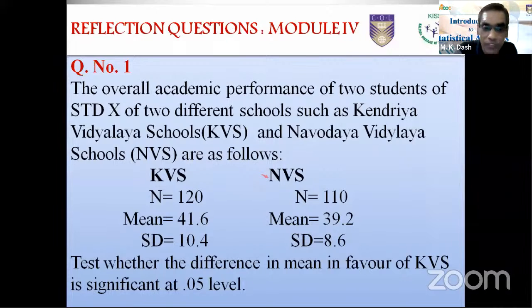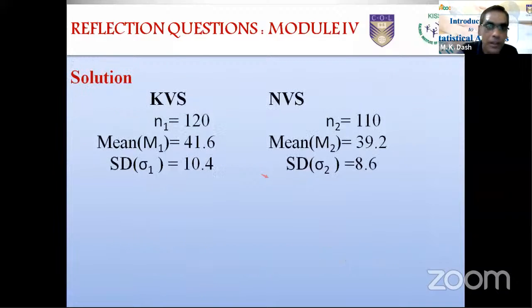Now look into question 1. We are going to find the solution. If you look into the question, I have analyzed the data given in the question in this way. Two schools are given. One is KVS, Kendriya Vidyalaya School. Another one is NVS, Navodaya Vidyalaya School. Maybe you can say school 1, school 2, doesn't matter. Maybe you can say schools of rural area and schools of urban area, doesn't matter. These are the two different schools, and these are the two sets of data given in the question.